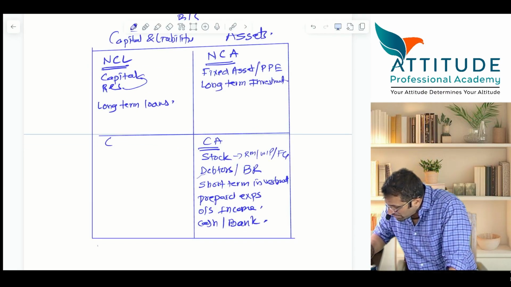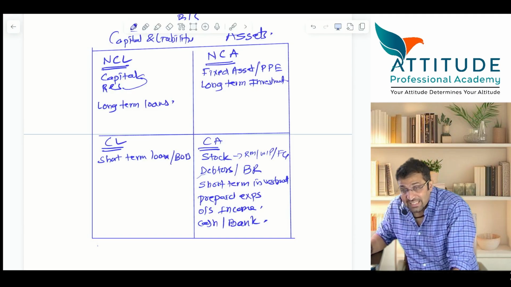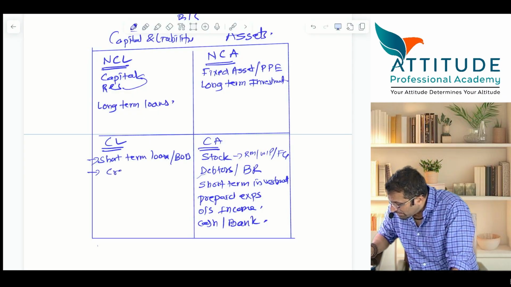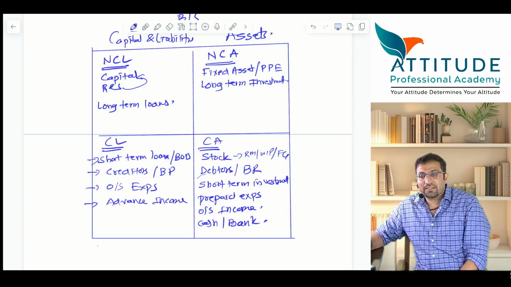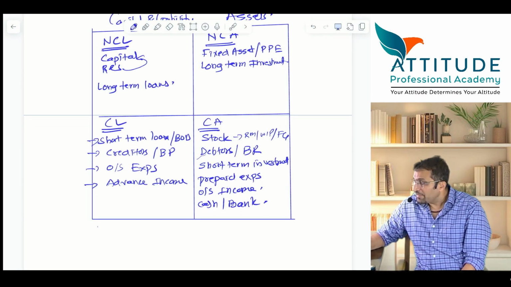Then you have short-term loans, current liabilities. Short-term loans, which are also known as bank overdraft. Example, I can take BOD. Is that clear? Bank overdraft is a short-term loan. Why? Later on you'll understand. Next, creditors or bills payable. Then you have outstanding expenses. Income received in advance. Advance income is always a liability. Is that clear? Understood? Any difficulty?